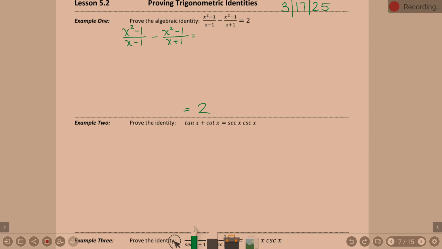Like, multiply the left one by x plus 1, and then multiply the right one by x minus 1. Okay. So x plus 1, x minus 1 being our common denominator if we go that way. Now, what is x plus 1 times x minus 1? X squared minus 1. It's x squared minus 1. What do you notice about x squared minus 1? Both of our numerators. It's already in our numerators, isn't it?